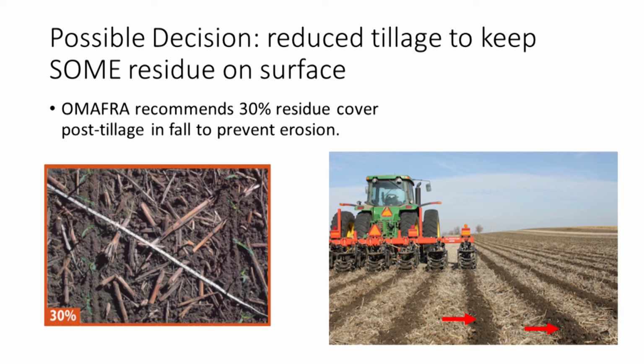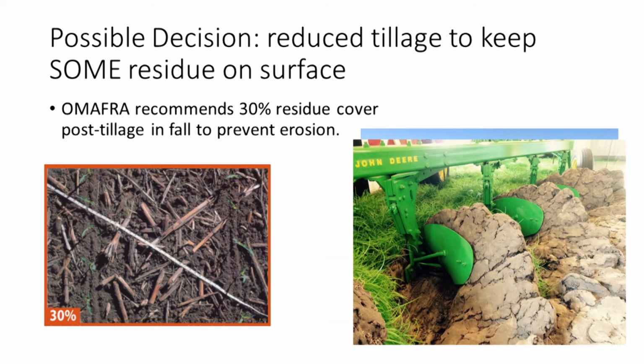Now, just to give you a close-up of what more aggressive tillage looks like, this is a moldboard plow. This is full inversion tillage. You're completely flipping over the surface of that soil, and you're completely burying the residue. Here it's a grass pasture that you're completely burying, okay? And so if you're completely burying something with aggressive tillage, you're not going to get 30% residue cover.